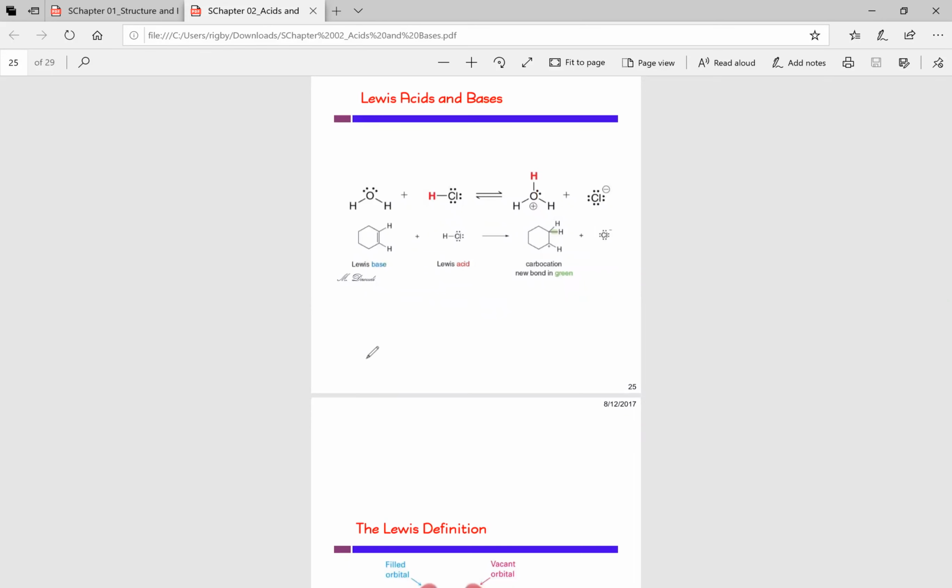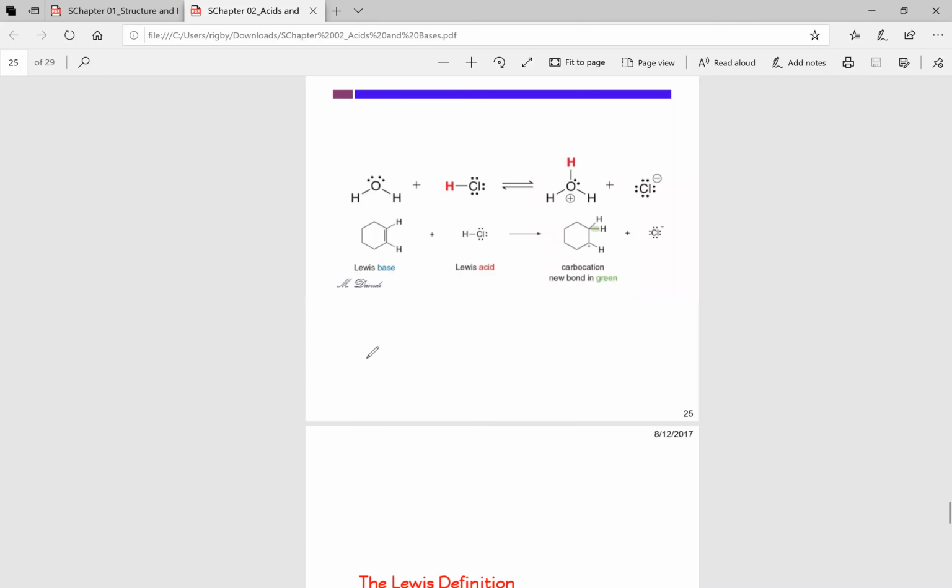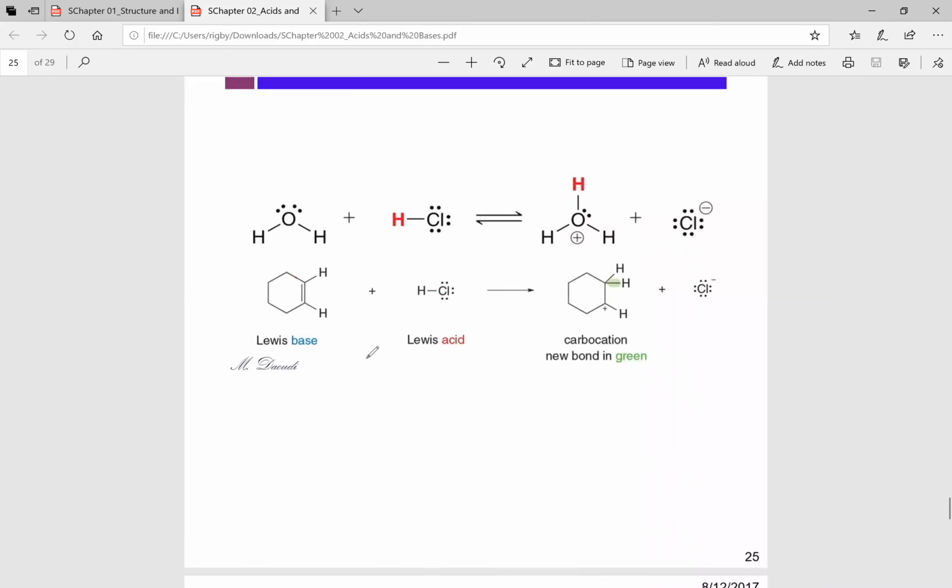We're coming full circle here. So remember when we talked about Lewis acids and Lewis bases, we weren't concerned about the protons. Instead, we were concerned about the electrons. A Lewis acid is going to accept electrons, and a Lewis base is going to donate electrons.